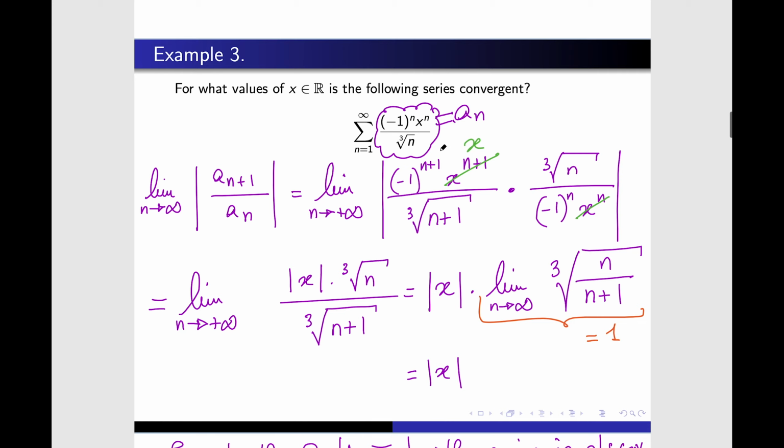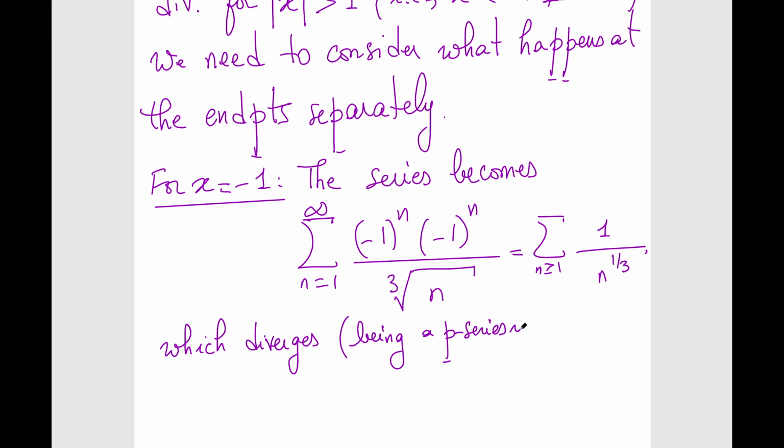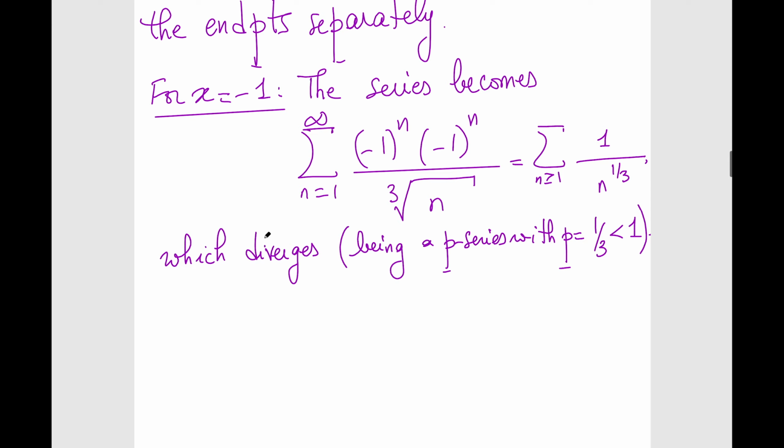So it diverges, being a p-series with p equal to 1/3, which is less than 1. And we know such a p-series diverges, right? Okay. Now what happens when x is equal to 1? The other endpoint, the series becomes what?